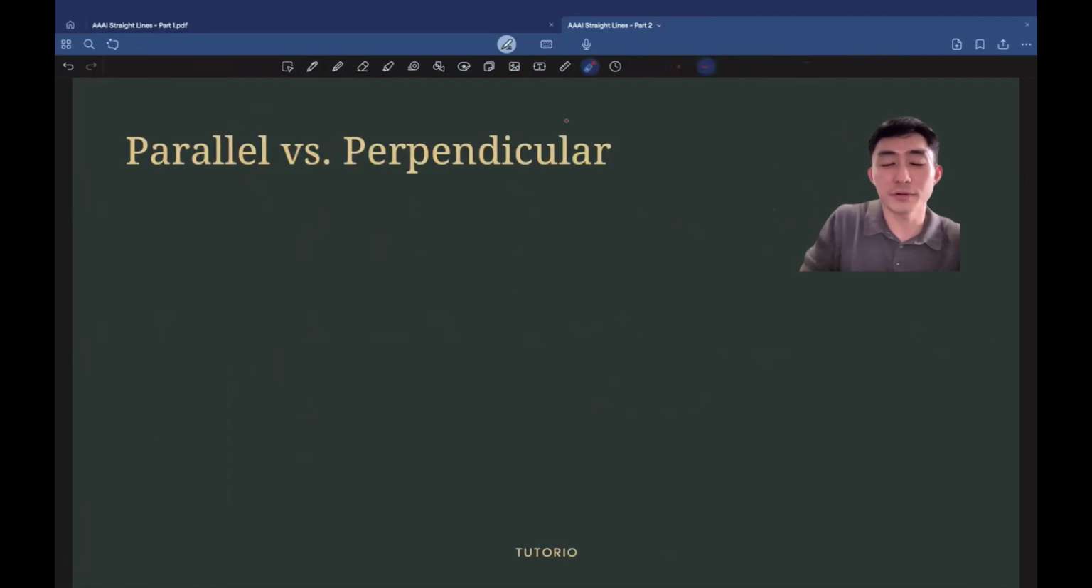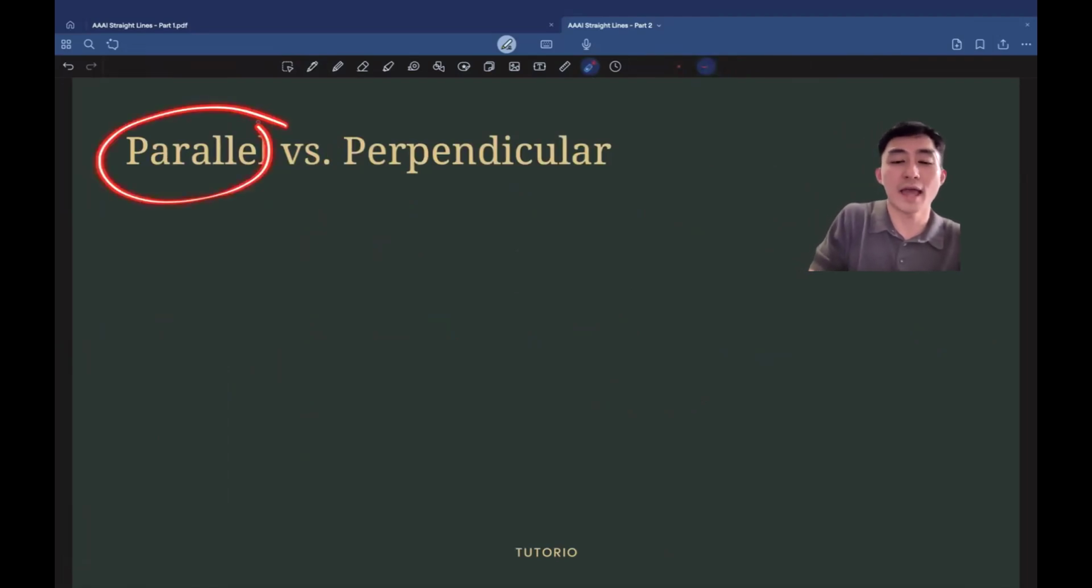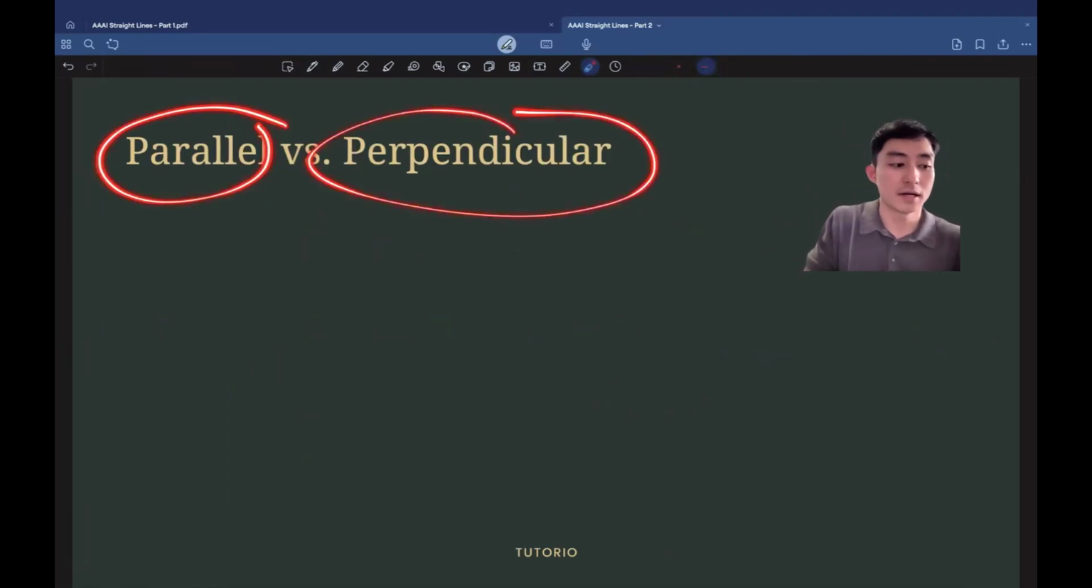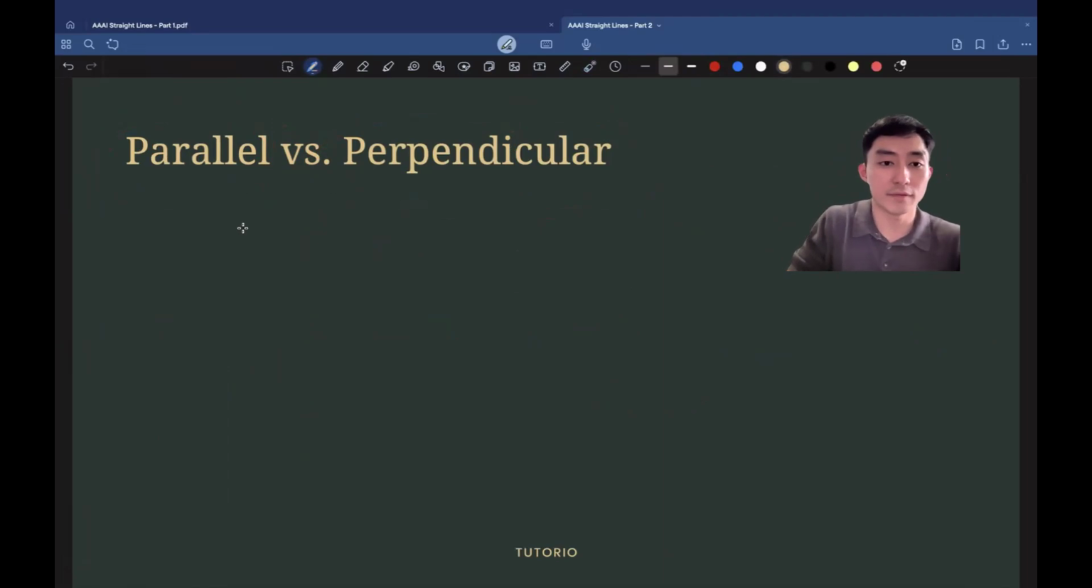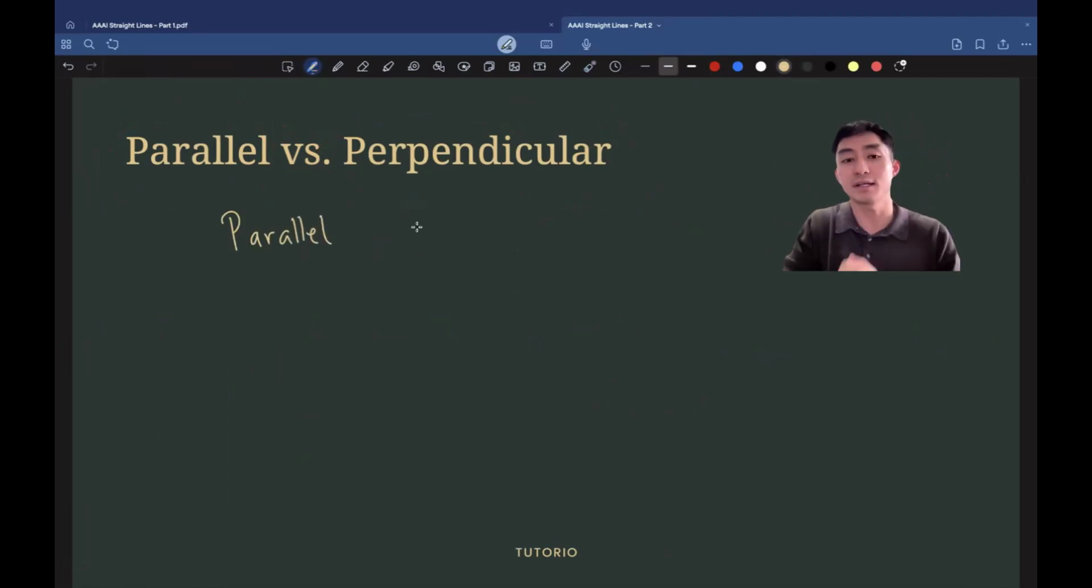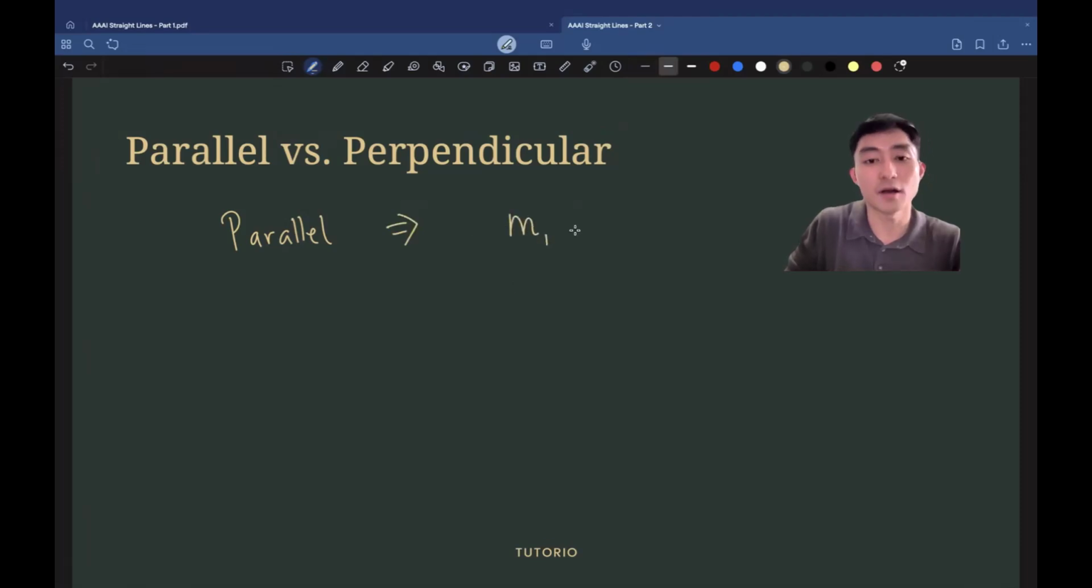Another thing that we need to note is about parallel and perpendicular lines, the relationship that maybe you have learned in your previous studies, but let me just recall it. If two lines are parallel, this means that they have the same gradient. So the gradient of line 1 is the same as the gradient of line 2.